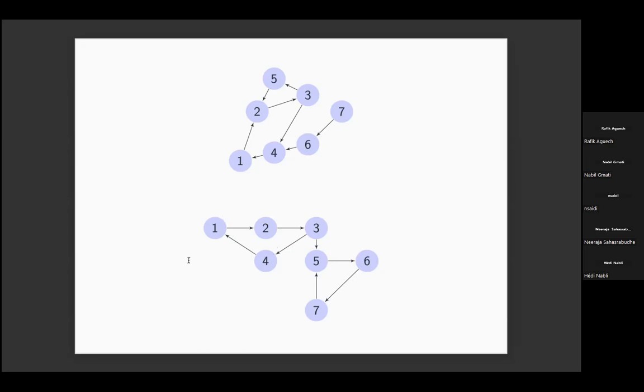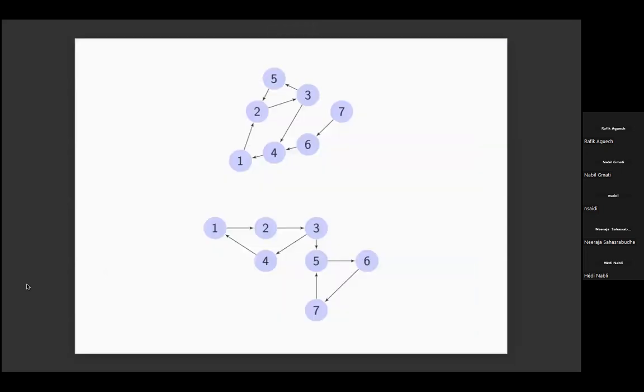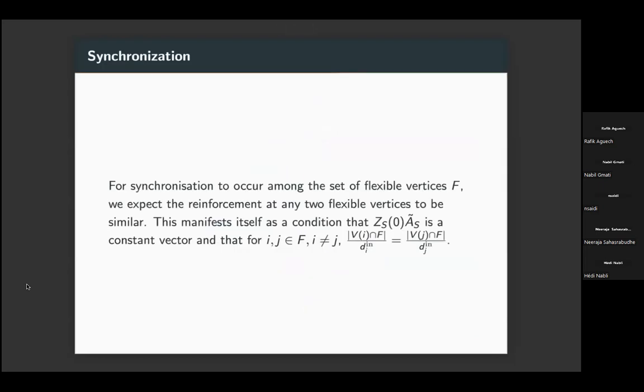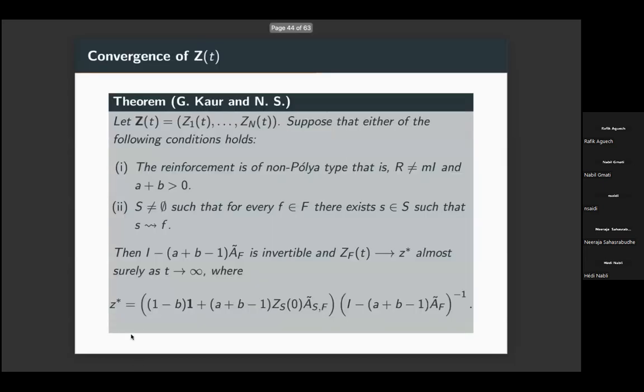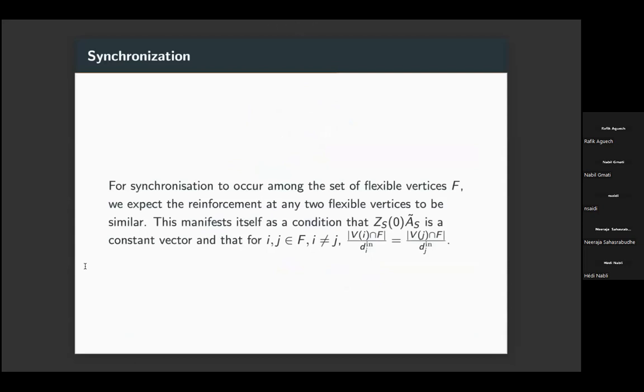Okay, so in the second graph that I have drawn, if the reinforcement becomes Polya type, this result does not tell us anything. Okay, so I am going to talk about what happens in that case. But before that, I want to quickly also say a few more things. So if you look at this Z star, it gives you the final, the limiting composition of the urns 1, 2 up to F, right? Now, we also wanted to see under what conditions will this limiting fraction be same across all urns, right?